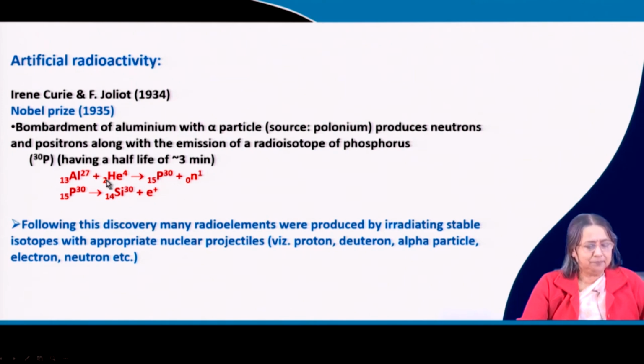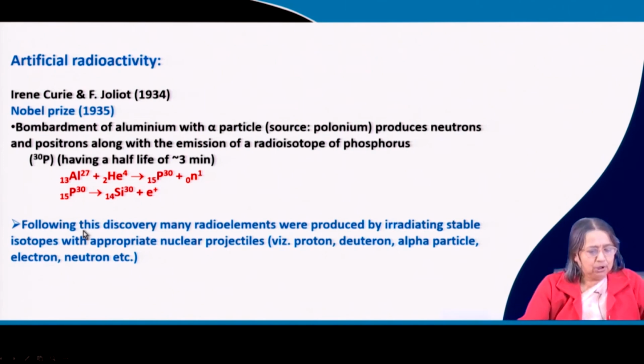In the next step, this one, with only a 3 minute half life, is converted to silicon 30, 14, and a positron. Electron you write as E minus; positron means positive electron, so it is written as E plus. Here both neutron and positron are produced, which is the new thing they observed. This is an isotope of phosphorus, but it is a radioisotope, meaning it disintegrates immediately.